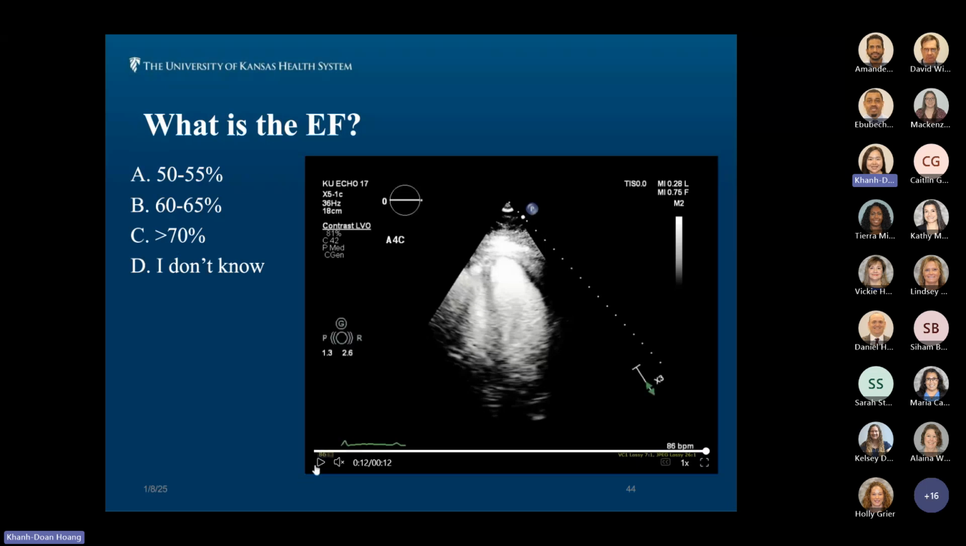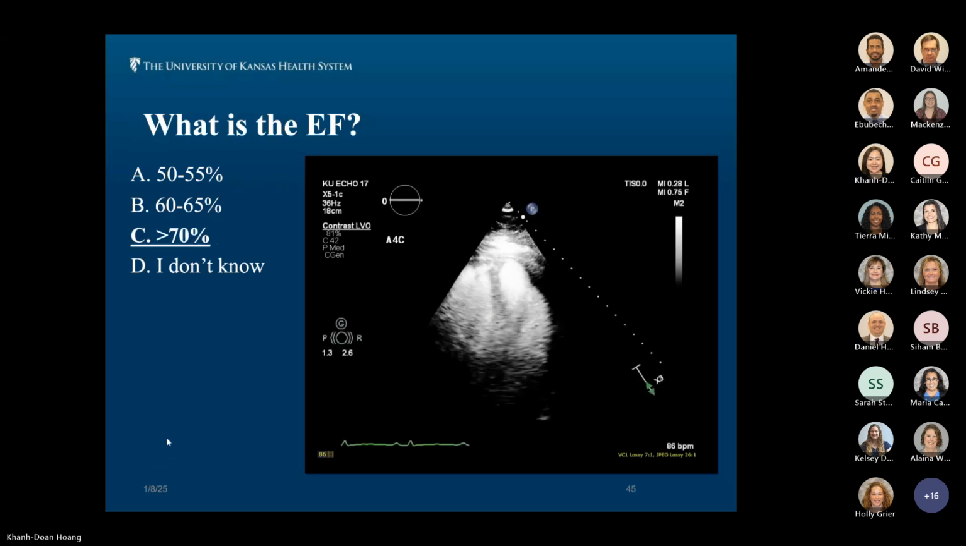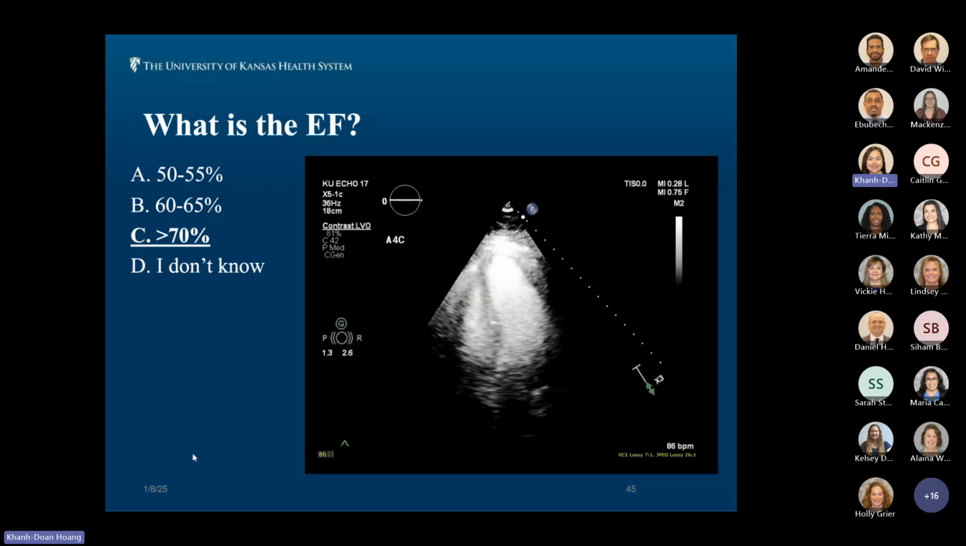Okay, so what's the ejection fraction? What do you guys think? Everyone's very confident. It is C, right? So it's pretty hyperdynamic, the systolic function that we have here.